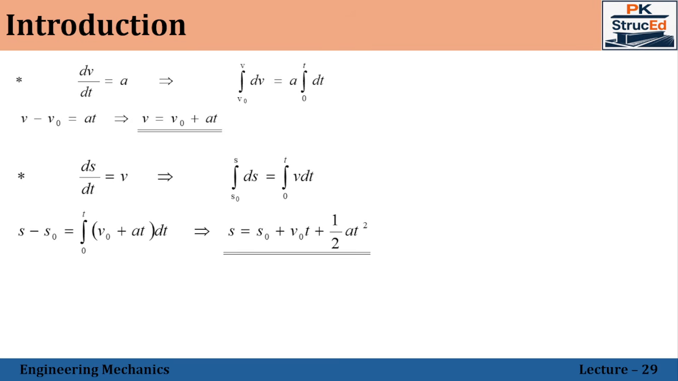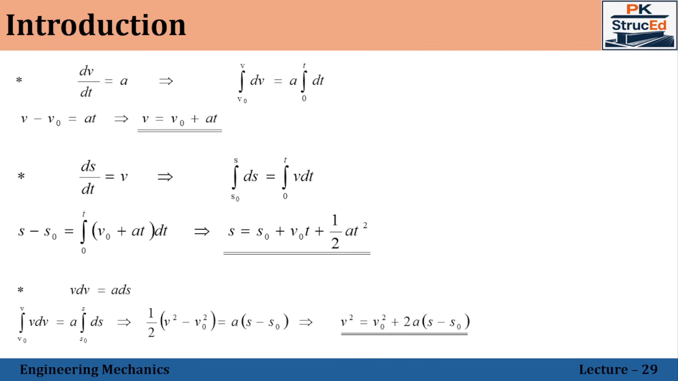One is v is equal to u plus at. Second one is s is equal to ut plus half at square. And the third one is v square is equal to u square plus 2as. If there is any initial condition, we will have an expanded equation as s is equal to s naught plus ut plus half at square. Similarly, v square is equal to u square plus 2a into (s minus s naught).